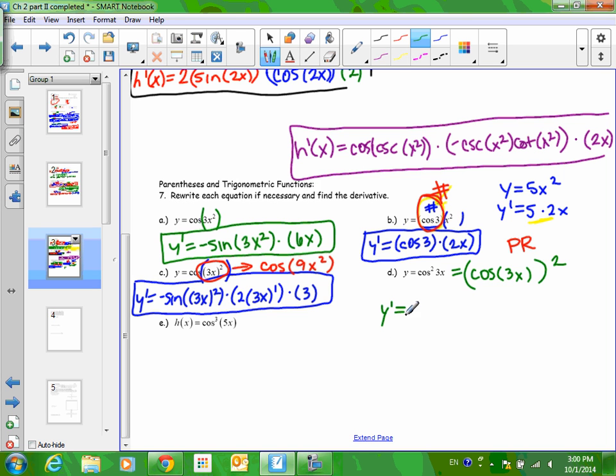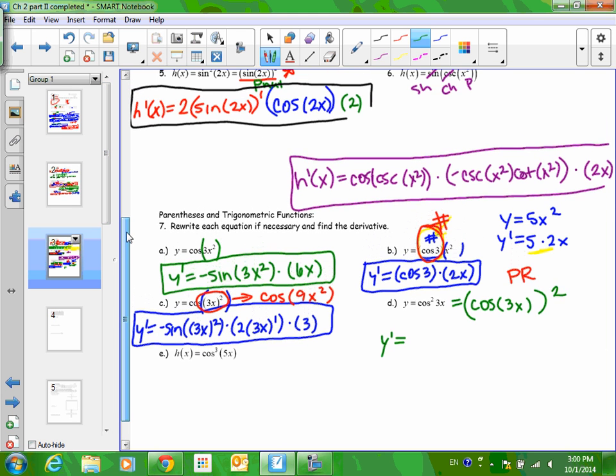So we have y prime. This is a peanut M&M problem, so I want you to try to do this one on your own. And if you need help, just look up at example 5. It's very similar.